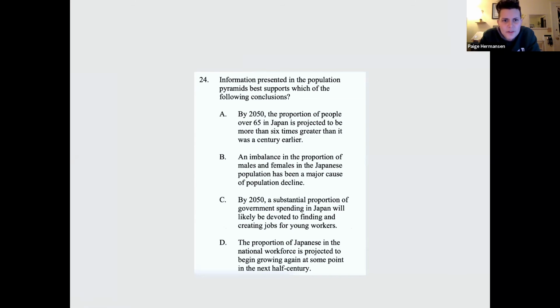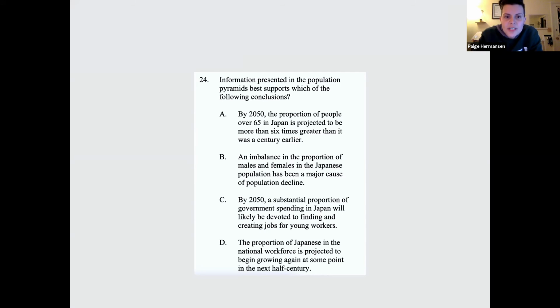A, by 2050, the proportion of people over 65 in Japan is projected to be more than 6 times greater than it was a century earlier. B, an imbalance in the proportion of males and females in the Japanese population has been a major cause of population decline. Let me tell you, absolutely not. They're not asking you about that, right? It's too specific, and this chart cannot show us cause, right? That's not what we're looking for. This is looking at trends and projected trends. It is not arguing for a cause of anything.